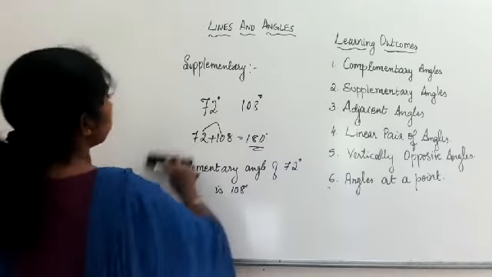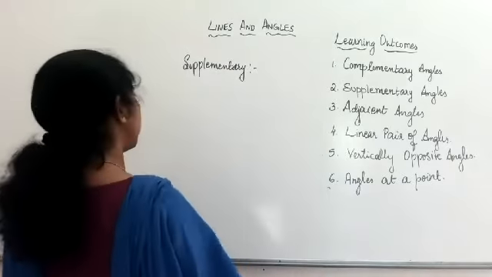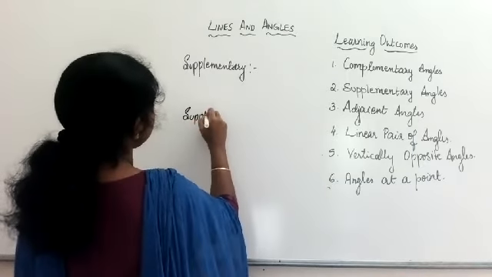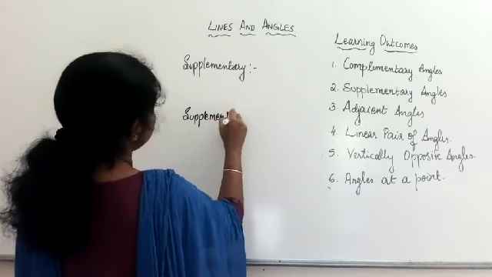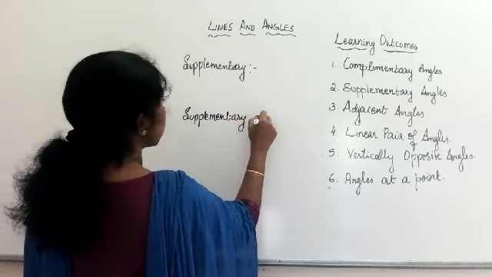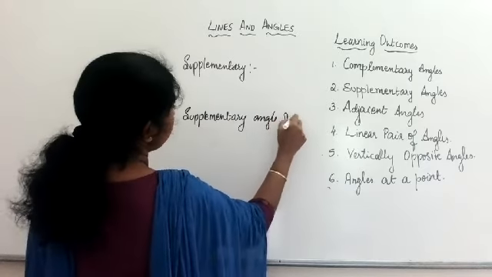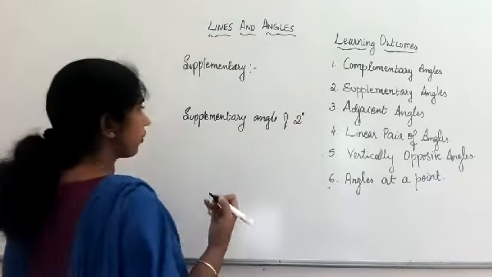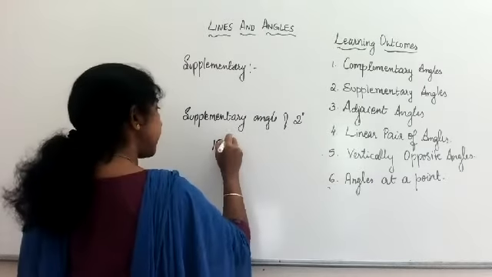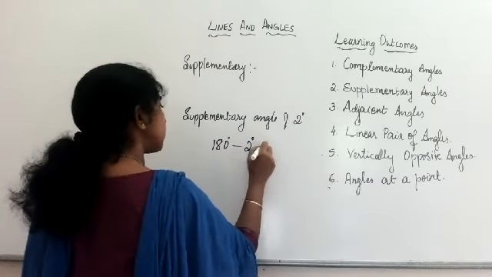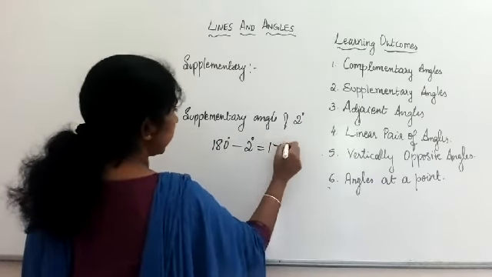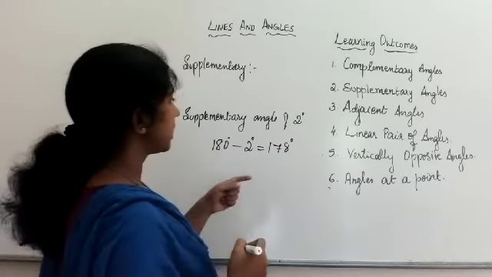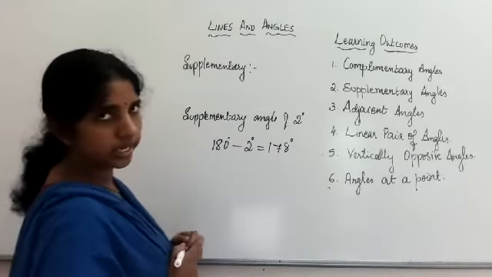One more example. What will be the supplementary angle of 2 degree? How do you find it? Same way, 180 degree minus 2 degrees. So this will be 178 degree. 178 degree is the supplementary angle of 2 degree.